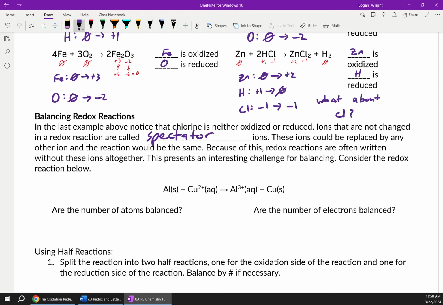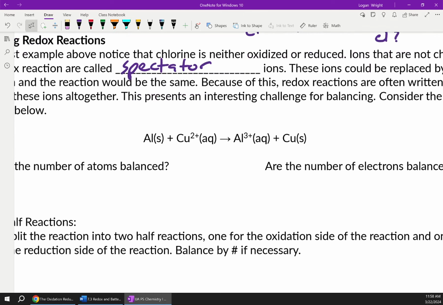That is helpful for me being able to go into the closet and just grab something that is a copper compound, knowing that it will work, but it's unhelpful when it comes to balancing. Are the number of atoms currently balanced in this? How many aluminum atoms do you see on the left? How many aluminum atoms do you see on the right? One, it just happens to have a charge. Copper's on the left, copper's on the right.